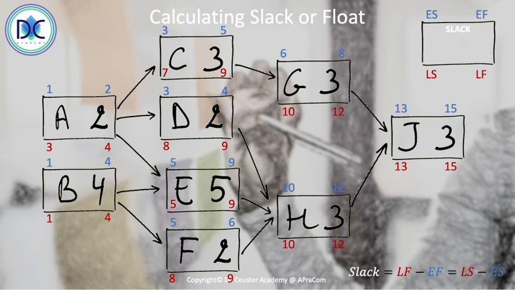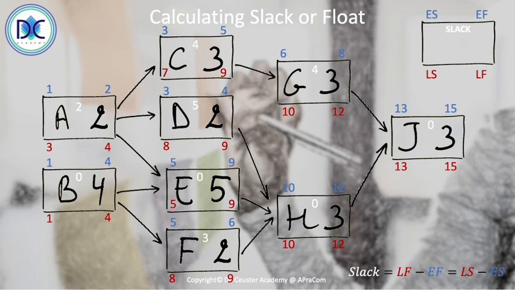When we look at activity A, we find a slack of 2. For B, we find a slack of 0. For C, a slack of 4. For D, a slack of 5. For E, a slack of 0. For F, a slack equal to 3. For G, a slack of 4. For H, a slack of 0. And for J, a slack of 0.